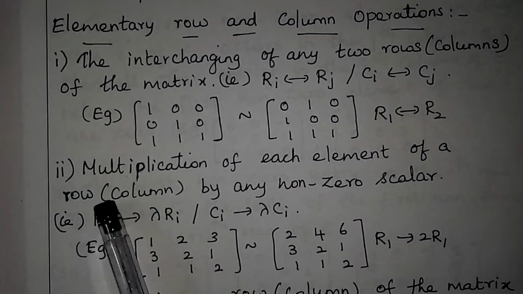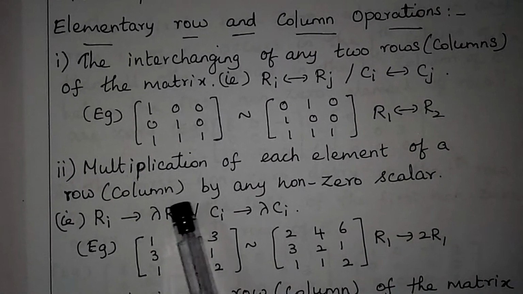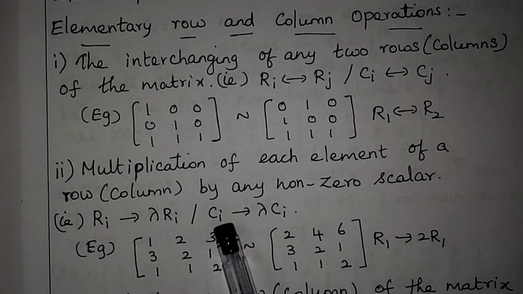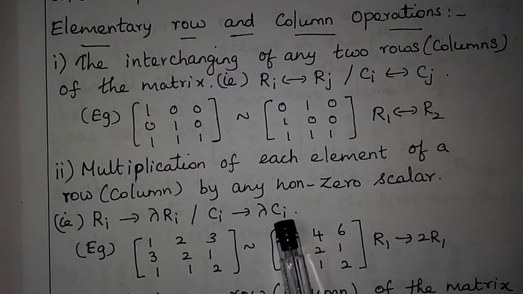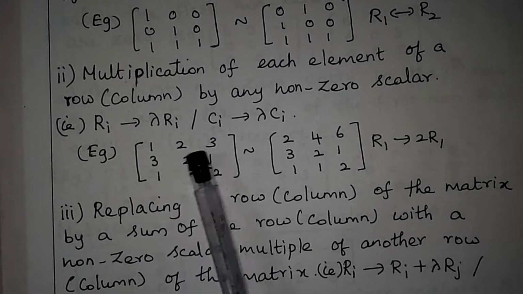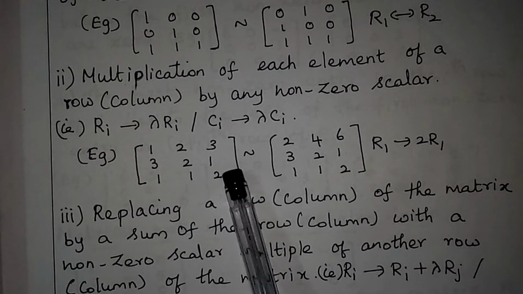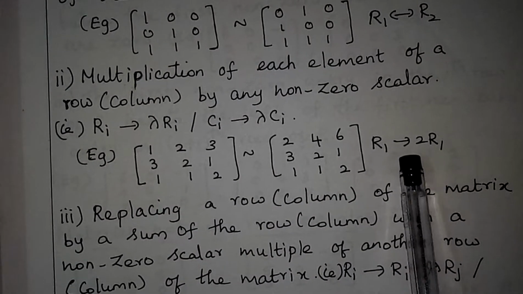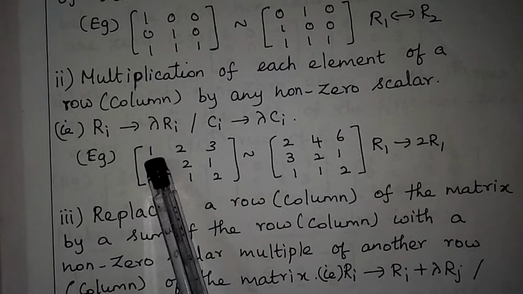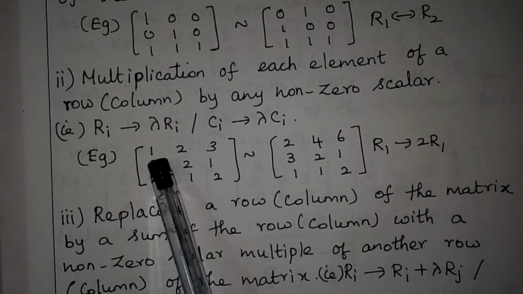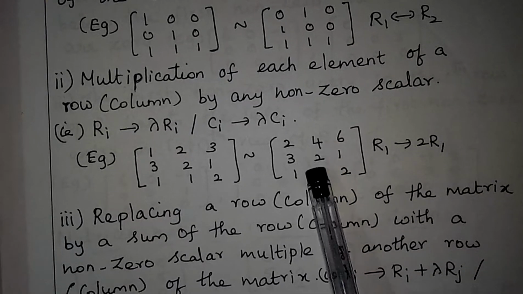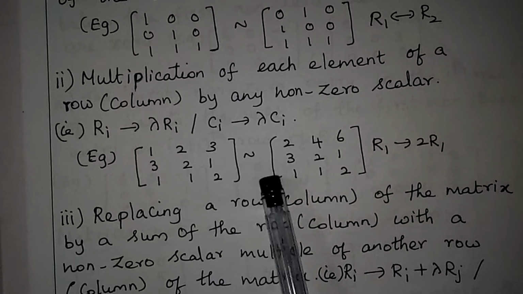The second one is multiplication of each element of a row or column by any non-zero scalar. That is, I can select any one row or column and multiply that row or column by a non-zero scalar. For example, here I have a matrix 1, 2, 3, 3, 2, 1, 1, 1, 1. I am going to take R1 gives 2 times R1. So take this first row, multiply each and every element by 2. What will you get? 2, 4, 6. The other two rows stay the same. In the same way you can do it for any column also. So these two matrices are equivalent.